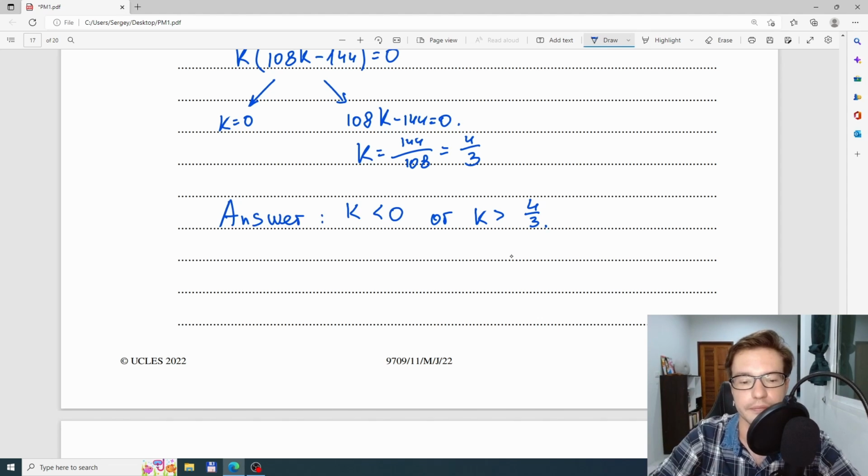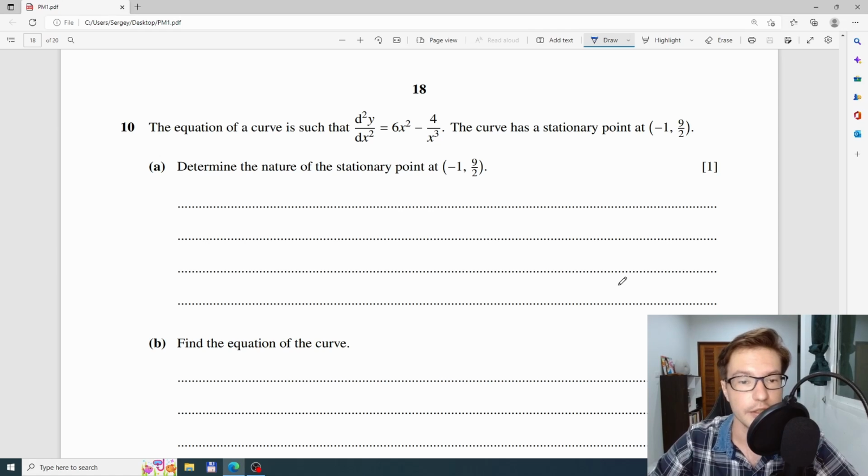Next question. Right, so first of all, I will have to find the nature of the stationary point, and I'm already given the second derivative. So the nature of the stationary point depends on the sign of the second derivative. If the second derivative is bigger than 0, then the stationary point would be a minimum. If the second derivative is smaller than 0, then the stationary point would be a maximum. So let's evaluate the second derivative when x equals minus 1.